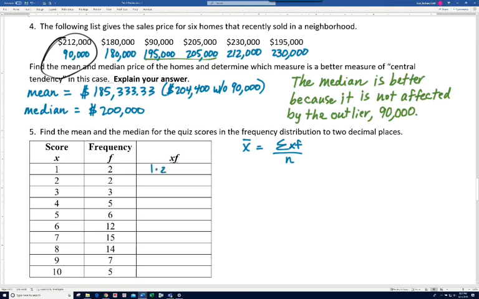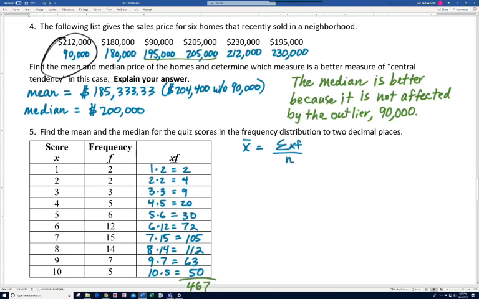So in the first row, we have 1 times 2, which is 2. And we can do that for each row. We're just going to multiply the 2 numbers. You can do that, and you should get the numbers that I have here. And then we're going to want to add all those up, and you get 467.